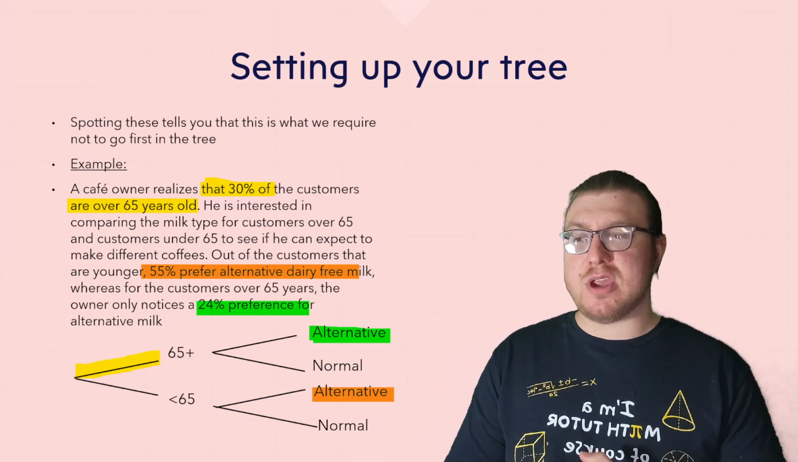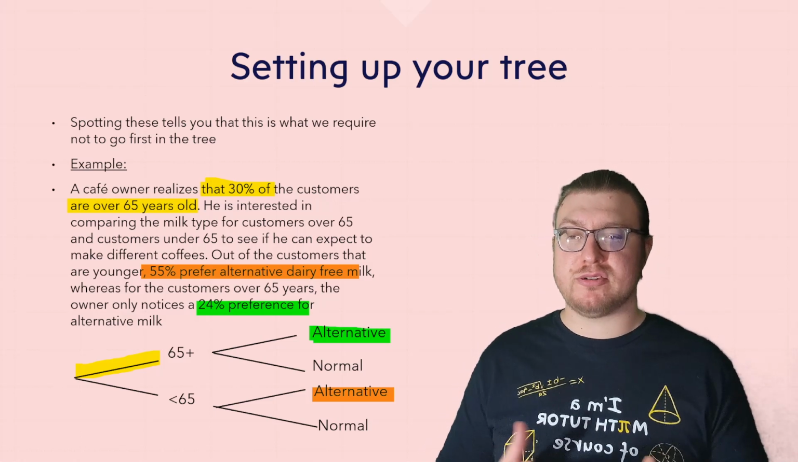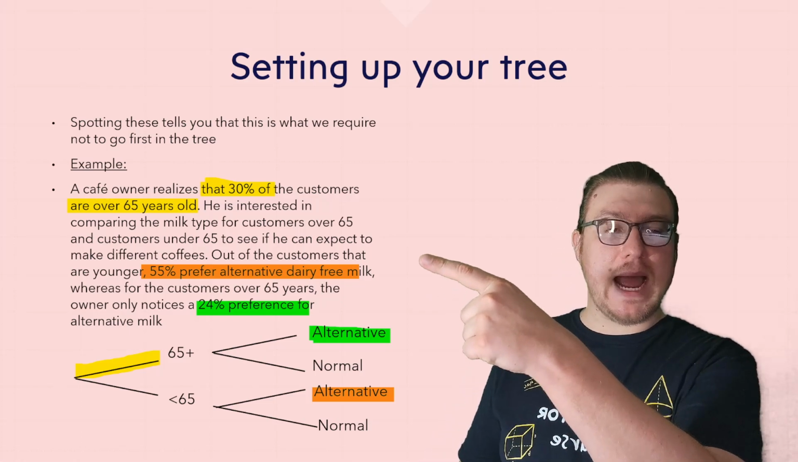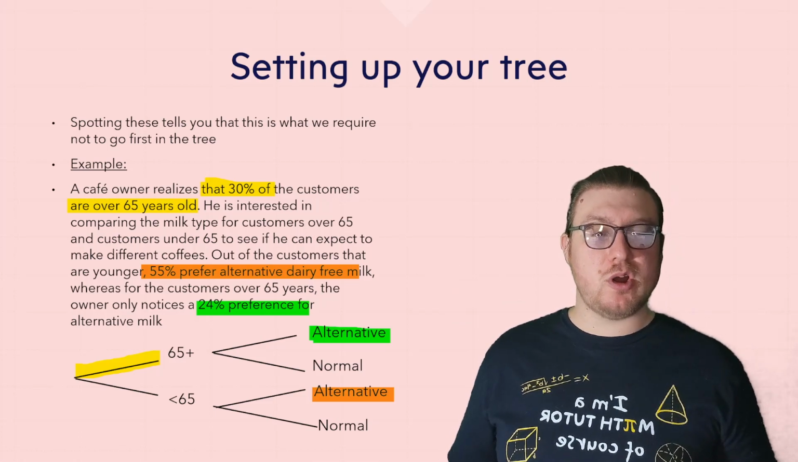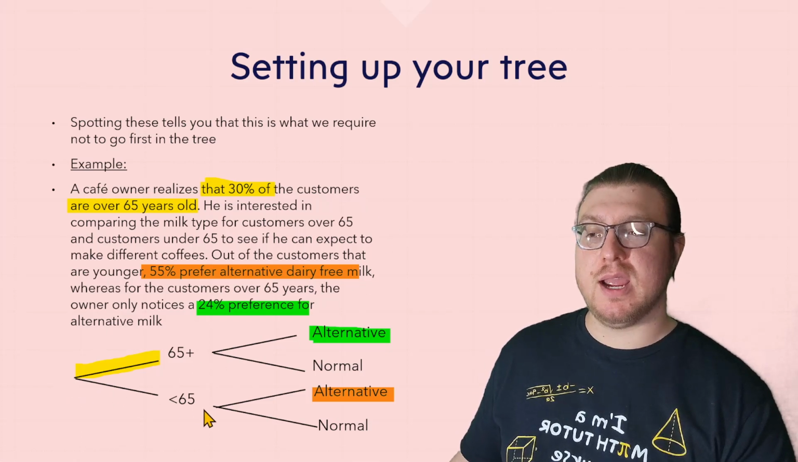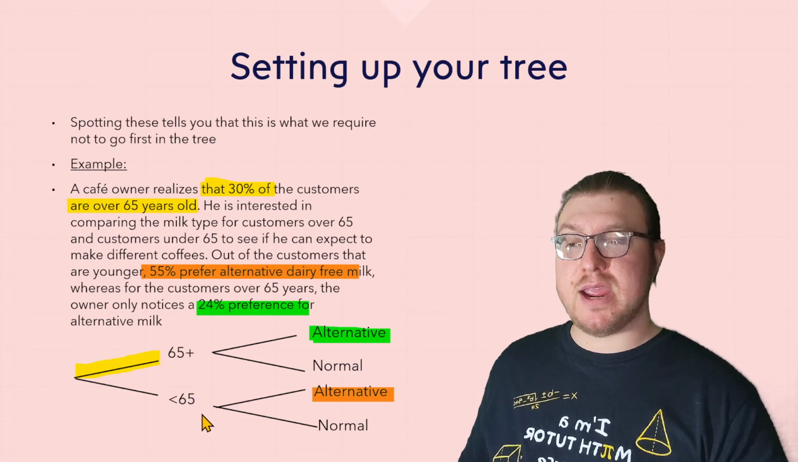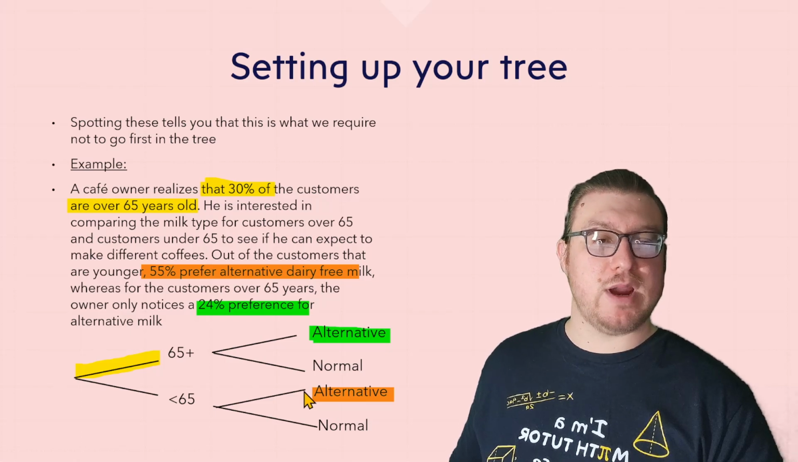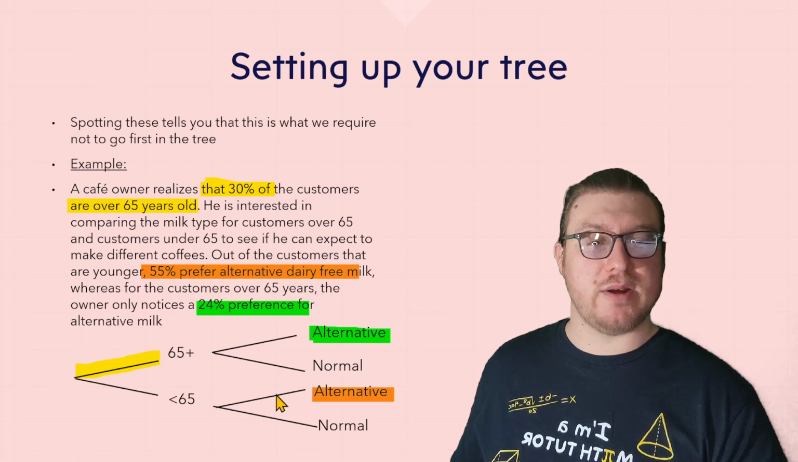Let's have a look at the orange part. It says 55% prefer alternative milk. Well, let's have a look where that came from. That came from out of the customers that are younger. So we are going to go on the probability tree and we're going to go to where the younger customers are. And then we're going to check, well, this way is alternative milk that we're interested in here. So again, the probability here will be 0.55.